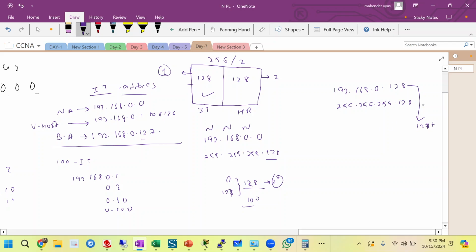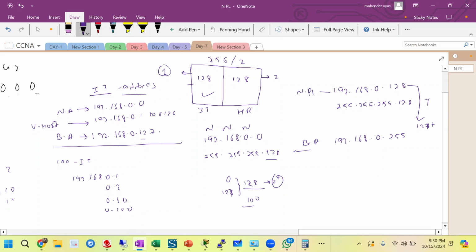Okay, so whatever the number comes, 0.255 it would come, right? 128 plus 127, it would be 255. This is our network address, this is our broadcast address. Why is it the network address?